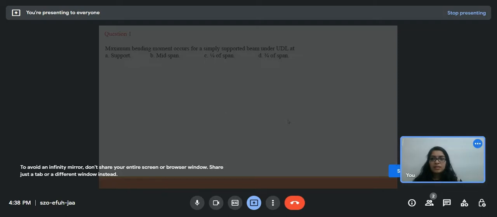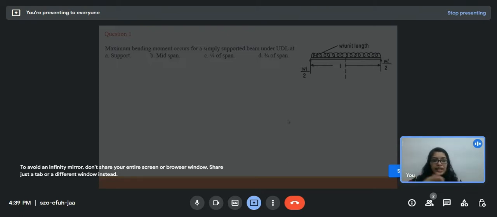First question: maximum bending moment occurs for a simply supported beam under UDL at which place? Is it support, mid span, 1 by 4th of span, or 3 by 4th of span? Here we can see a beam of length L which has a uniformly distributed load of w per unit length, so the total load will be w times L. So the support reactions will be wL by 2 and wL by 2.